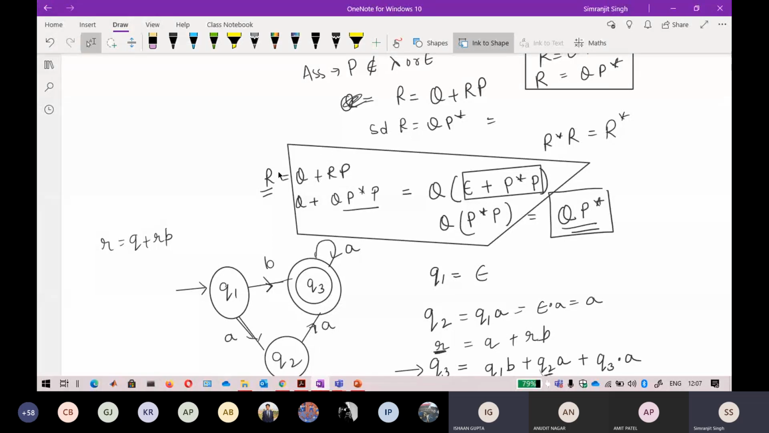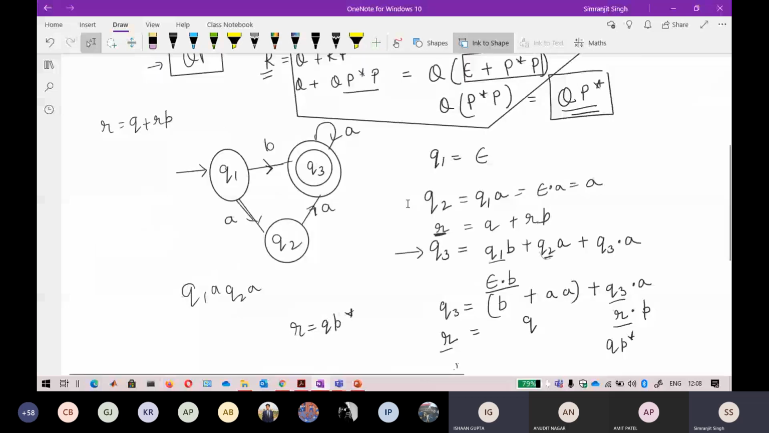So this is a general solution, that whenever you can convert the equation to Q plus RP, then the solution of this, after solving this, I got as QP star. So I have generalized this, that whenever I get Q plus RP, I can replace it by QP star. So this is the application of Arden's theorem. I do not have to again solve it. So that is the purpose of generality.